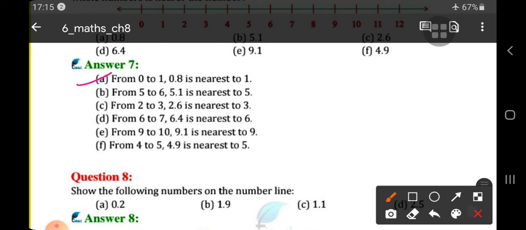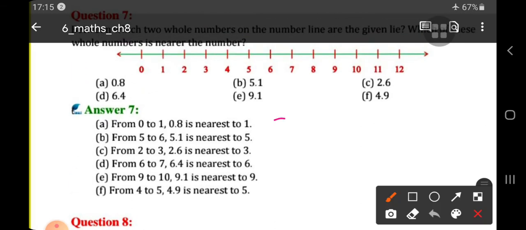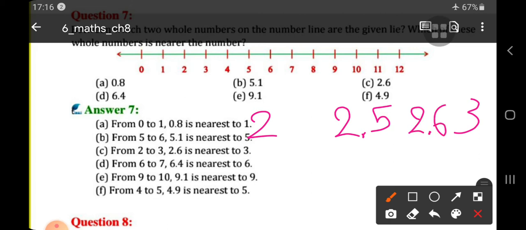And 0.8 is nearest to 1 because 0.8, then 0.9 and 1. Two numbers after, there is a 1. That's why it is nearest to 1. Second one, 5.1. It's very obvious, between 5 and 6. And 5.1 is nearest to 5. 2.6. Between 2 and 3 and nearest to 3. Because here 2 and here 3. Exactly in the middle there is 2.5. So 2.6 comes between 2.5 and 3. Okay, so it's nearest to 3.